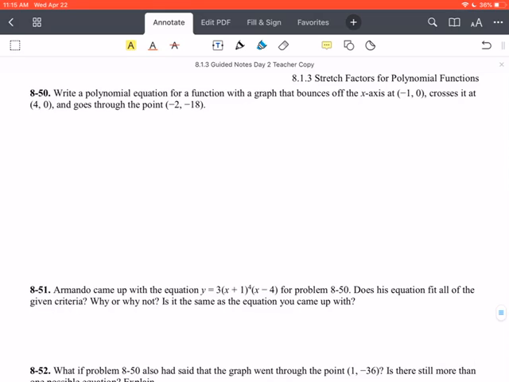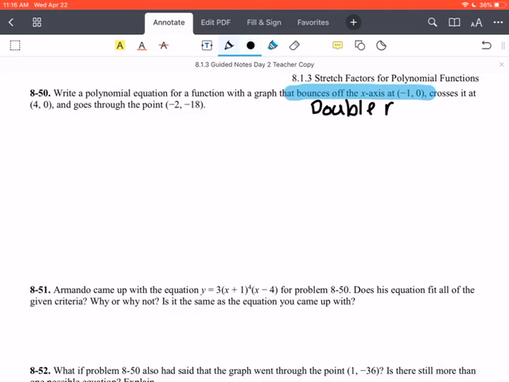It says write a polynomial equation for a function of a graph that bounces off the x-axis at (-1, 0). So we know right away that it's going to be at least a double root, because that factor has to be even powered if it bounces. And also it's going to slice through at (4, 0), so that factor is just going to be raised to the first power. And then it has to go through this point, which is not an x-intercept, so we are going to use that point to find a.